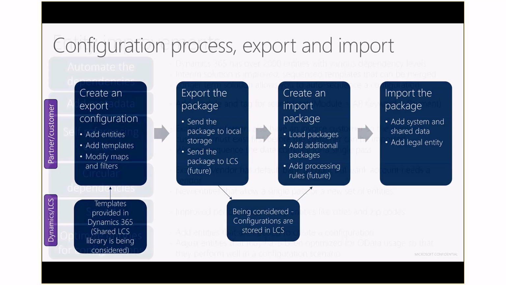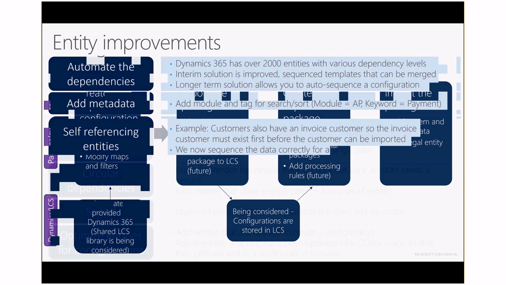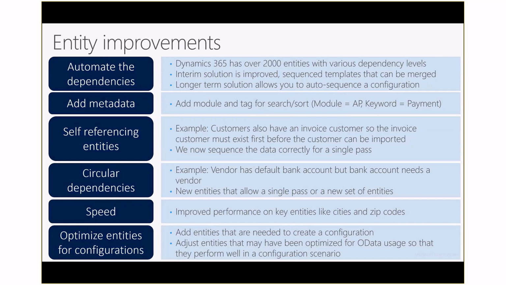Just so you understand what else we've done, part of this is about user interface, part of this is about sequencing and templates, but there's a whole bunch of things we wanted to do to make it a better experience. There are, like I said, over 2,000 entities. I think we're up to like 2,600. The number changes every day. There's a lot of them for you to try to understand what the dependencies are between those entities. What we've done is we've sequenced those entities to take care of those dependencies for you.